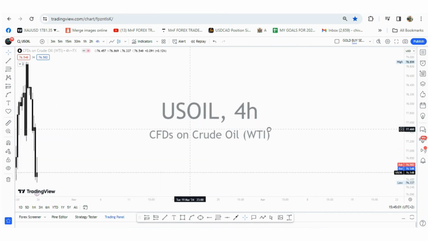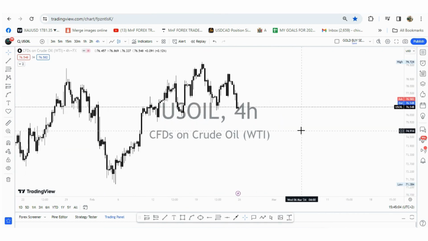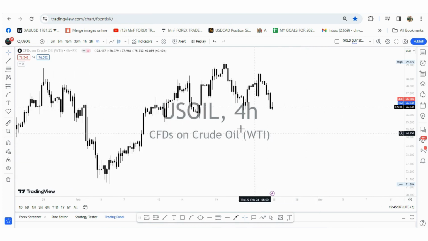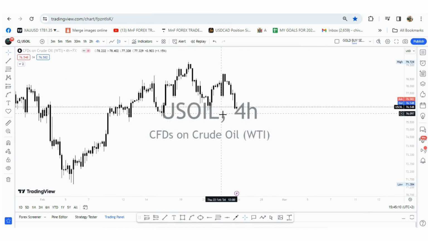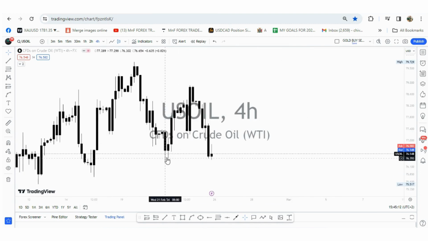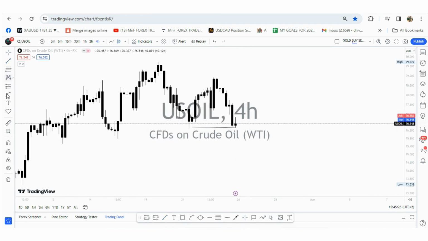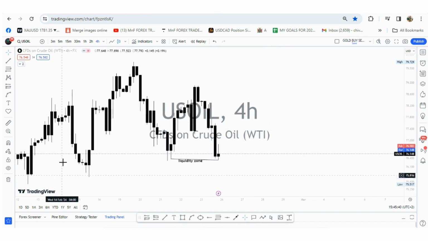If I zoom in just right here, you can see that we had some nice levels right here. Some of the things to note is that we had this almost equal low right here, which was left behind. So if you use this two right here, you can see that the market actually created an equal low. So for me, this is liquidity. Let's go ahead and label that as liquidity. This is liquidity zone.